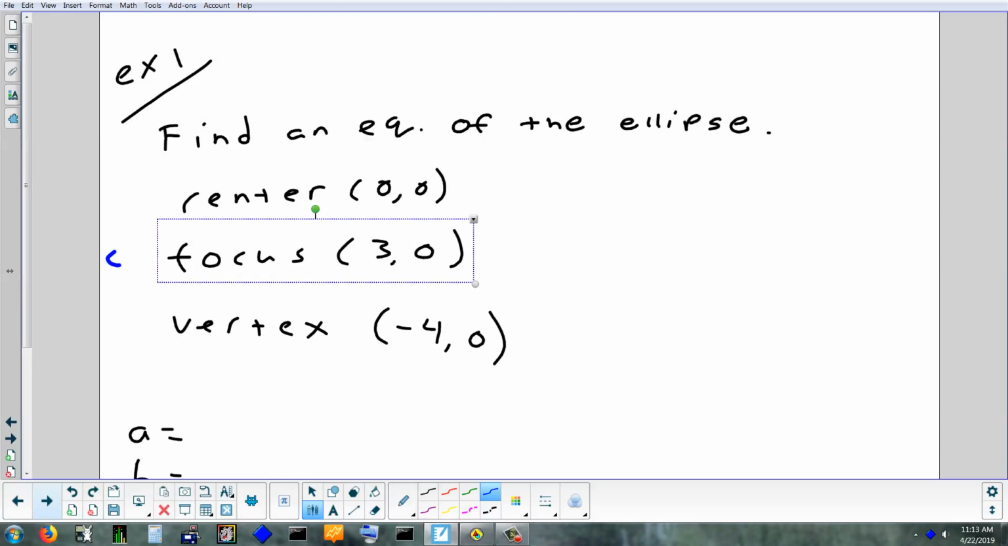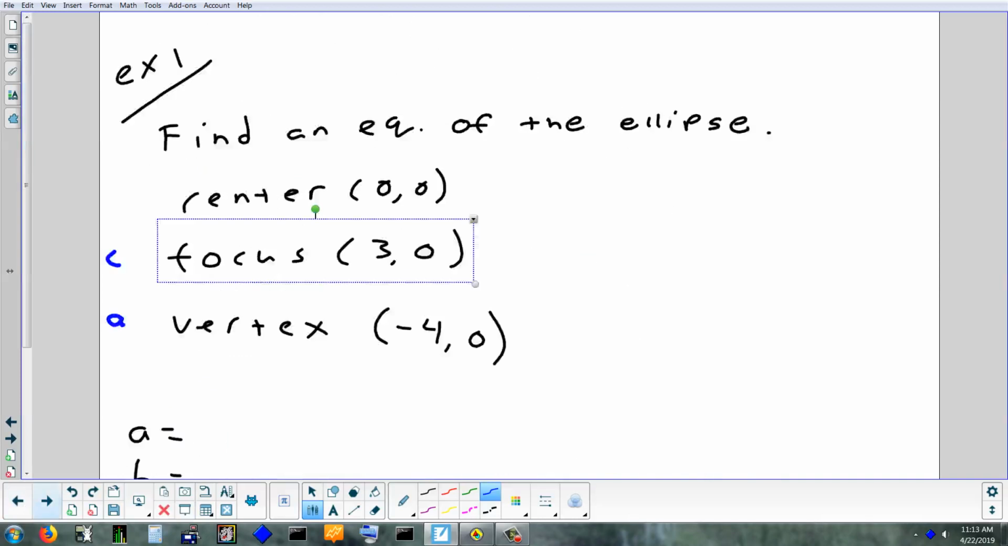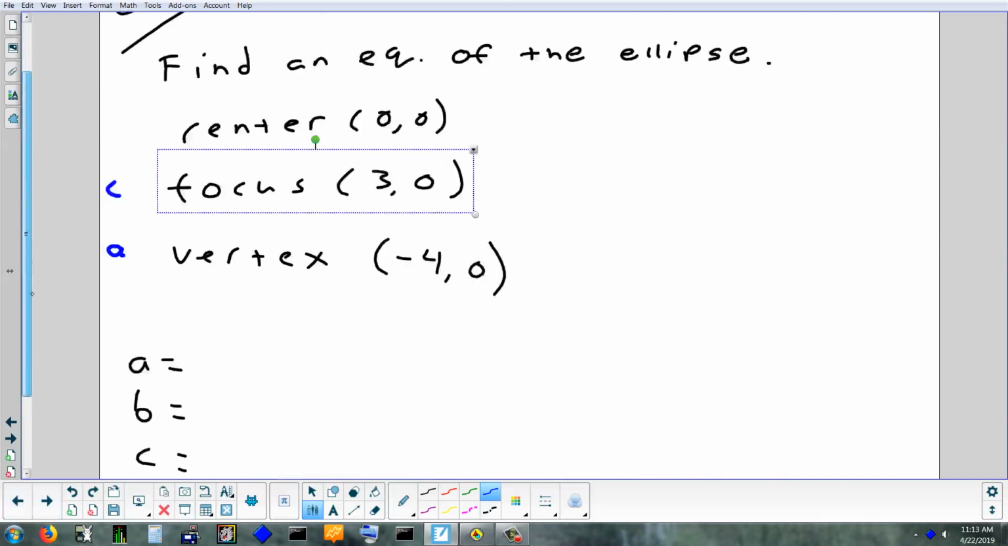What about the vertex? What does that have to do with? A. Okay, so the vertex has something to do with A. So I've got enough information to get A and C in this problem with that. They're not giving me B directly, but I need B. Okay, I got to get B to find the equation, but I can do that later. Let's just worry about figuring out A and C first.